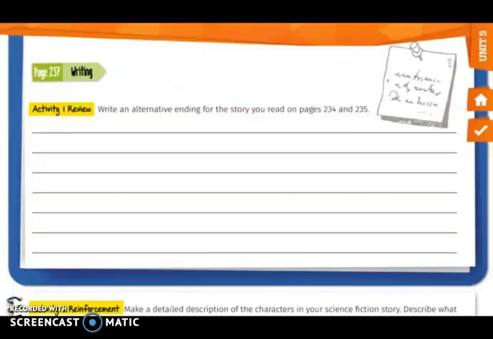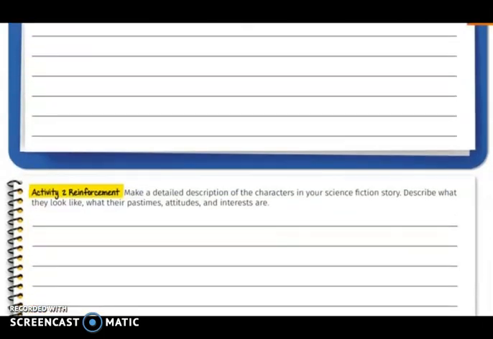The last page that we are going to work on is the bonus activity appendix. It's page 240. This is an extension of page 237, writing. In the first activity, we have a review. You have to write an alternative ending for the story you read on pages 234 and 235. Please use all the lines, not just some of them, so you can have a full story. In activity number 2, we have a reinforcement. You have to make a detailed description of the characters in your science fiction story.